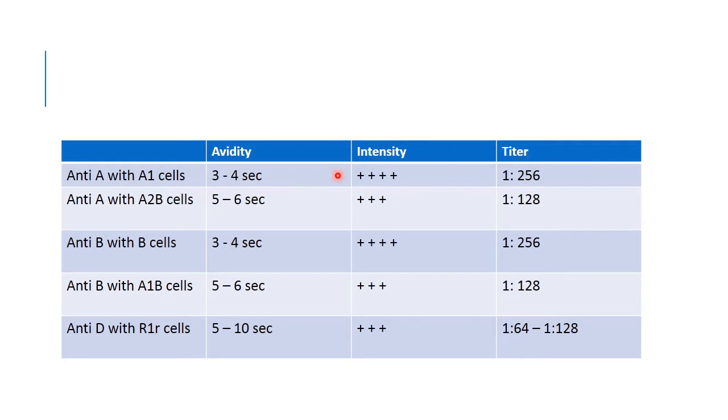So there is a tabular column which shows the different avidity, intensity and titer of the main 3 antisera which are utilized in the lab. Avidity is recorded in terms of seconds, intensity in terms of grading, 1 plus and the different plus symbols which refer to the grades, and titer is recorded in this manner.